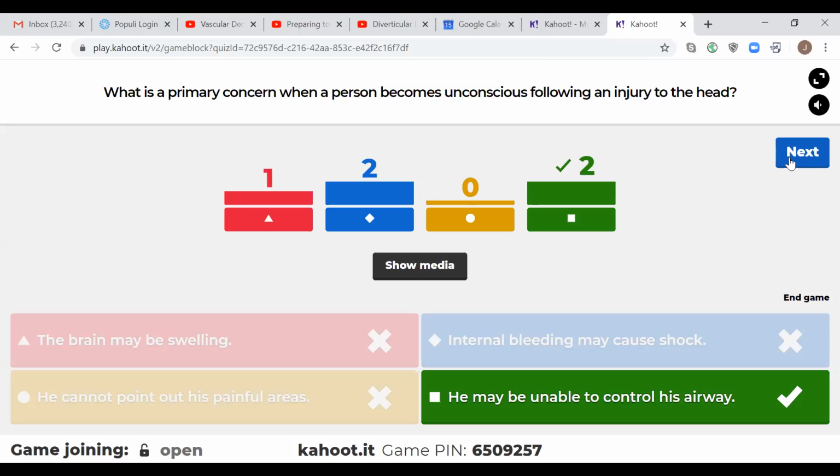Some of you guys put internal bleeding may cause shock. Internal bleeding can cause shock, but we're talking about a head injury here, okay? So internal bleeding can only cause shock from the bleeding itself, if it has a cavity big enough to fill that blood. So that's why that's not the answer for this question. Okay.